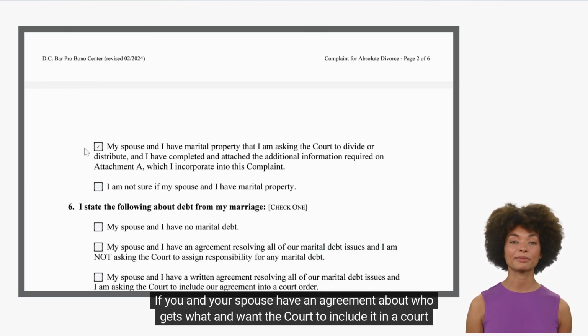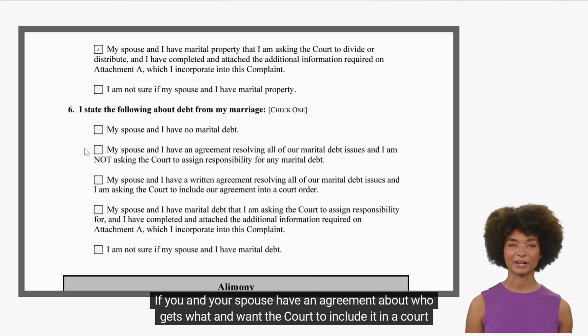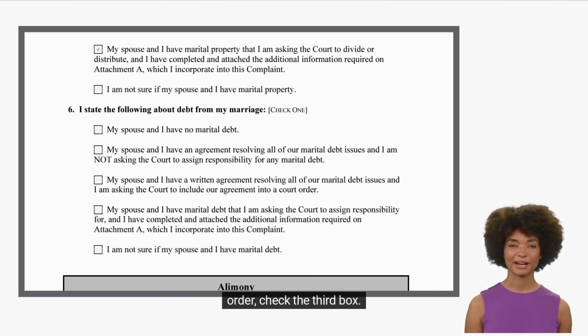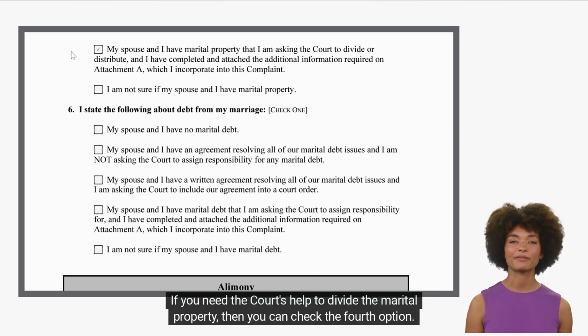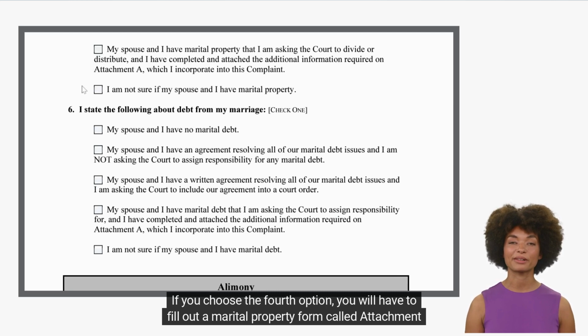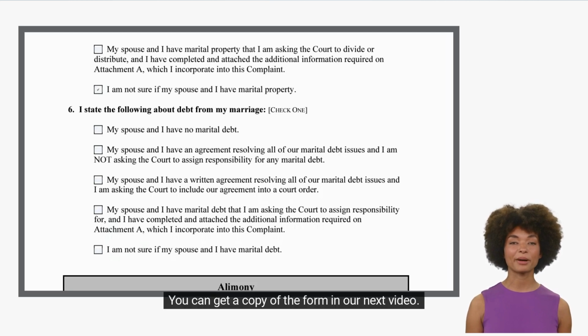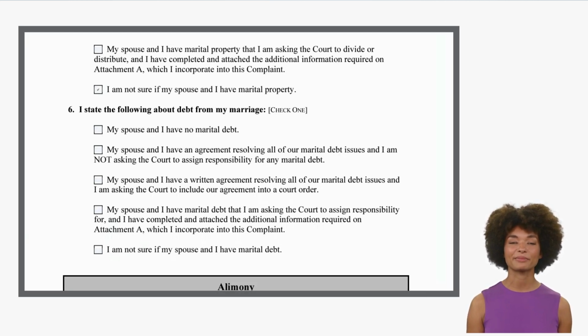If you and your spouse have an agreement about who gets what and want the court to include it in a court order, check the third box. If you need the court's help to divide the marital property, then you can check the fourth option. If you choose the fourth option, you'll have to fill out a marital property form called Attachment A. You can get a copy of the form in our next video.